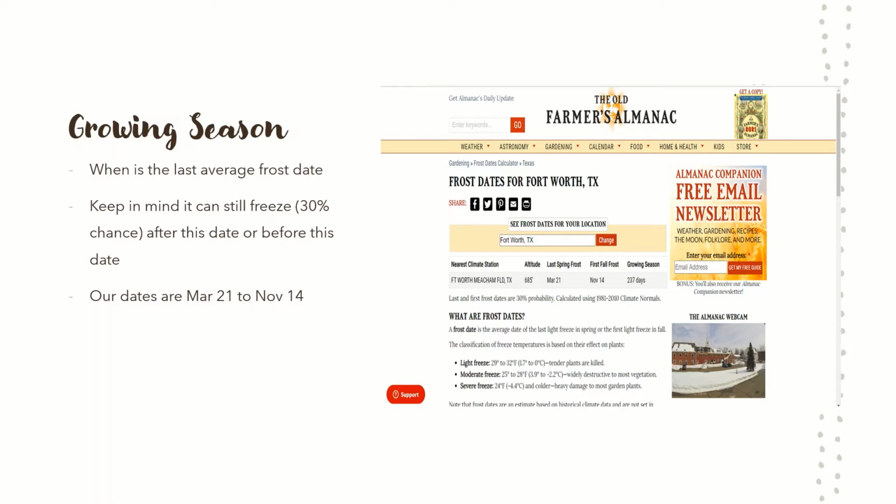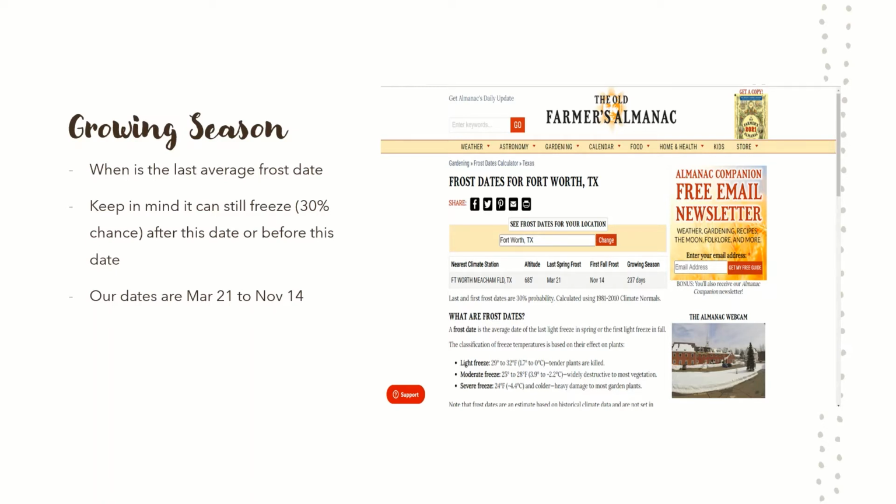So here, this is just the Old Farmer's Almanac online, and I typed in Fort Worth. I'm near Fort Worth, and just trying to determine when the last spring frost and then the first fall frost was, to kind of determine when was our real growing season here in the Fort Worth area. And the dates were really from March 21st to November 14th.